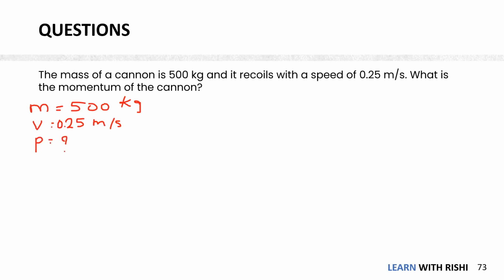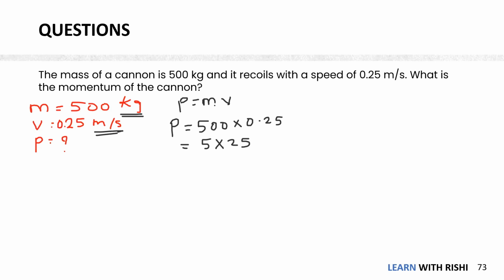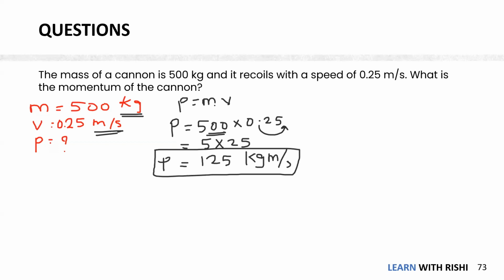So we have discussed the formula for momentum. Momentum is nothing but product of mass and velocity. So momentum will be equal to 500 multiplied by 0.25. If you check the unit, it is kilogram and meter per second. Both are SI units. So if we shift the two decimals, it will be 5 into 25. So these two decimals we have shifted here. So 25 into 5 will be 125, and the unit will be kilogram for mass, meter per second for velocity. So the unit becomes kilogram meter per second. So the answer is the momentum of the cannon is 125 kilogram meter per second.